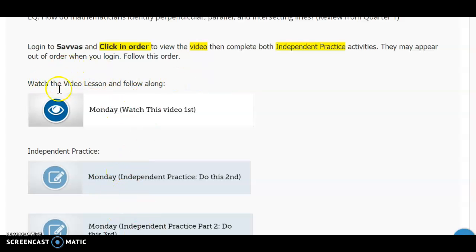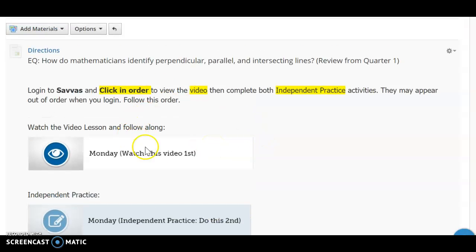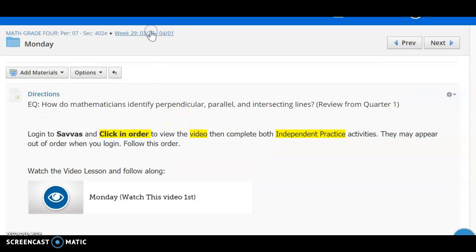The first thing you're going to do is watch the video lesson and follow along. You can't click here or watch this. This is just a screenshot of what you will see on Savas. Your independent practice is also on Savas. There are two parts. There is no exit ticket today, just these two independent practice portions. Again, make sure you're working on lines on Monday.